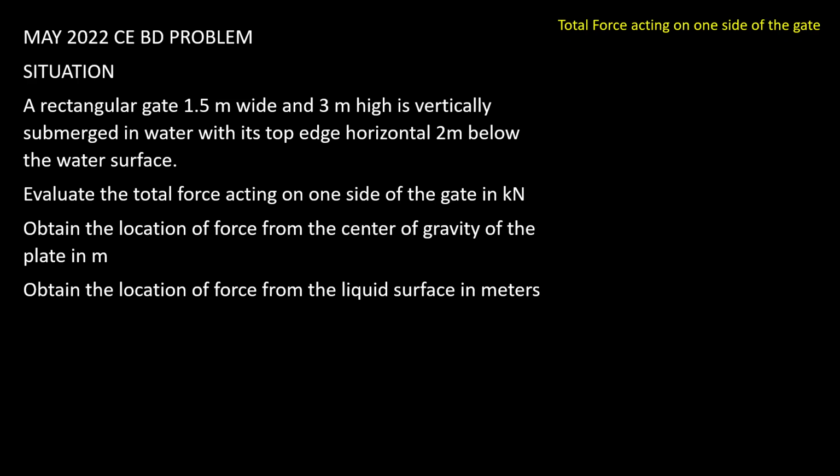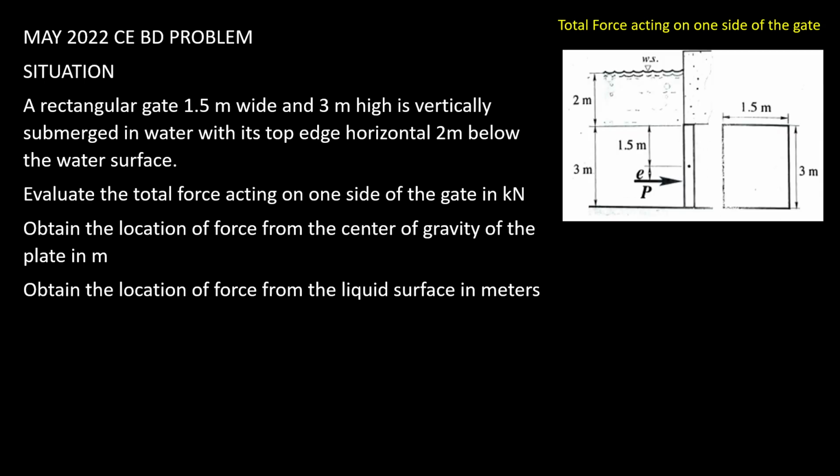Let us now try to solve the problem, and let us concentrate first on the first requirement, that is, to evaluate the total force acting on one side of the gate. As shown below now is our figure. In order to calculate for the total force acting on one side of the gate, we need to calculate for the pressure. And the pressure formula is equal to unit weight of water times the depth and times the area.